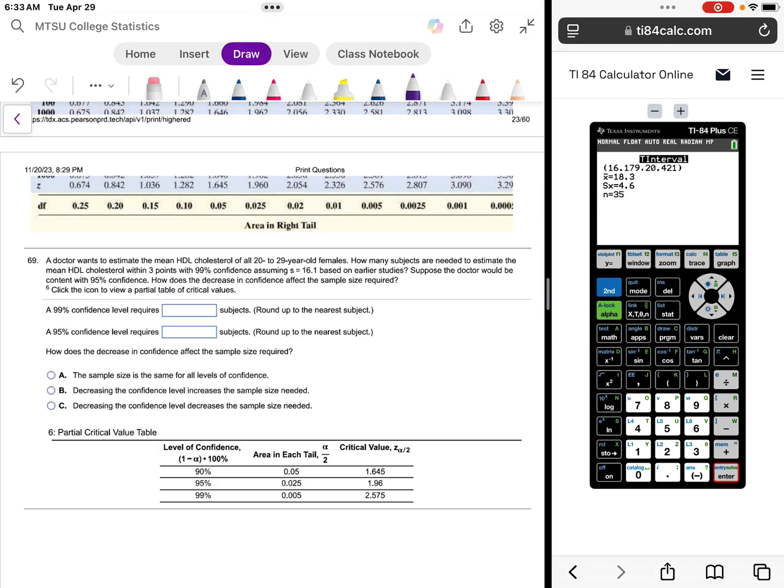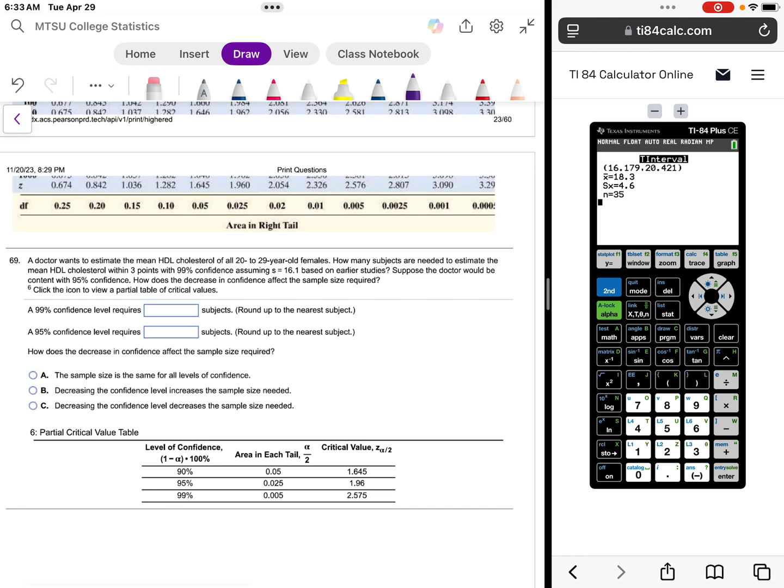All right, number 69 here. It says, a doctor wants to estimate the mean HDL cholesterol level in 20 to 29-year-old females. How many subjects are needed to estimate the HDL cholesterol within 3 points with a 99% confidence interval, assuming the standard deviation based on earlier studies is 16.1? Suppose a doctor would be content with 95% confidence. How would this decrease in confidence affect the sample size? All right, so we're doing sample size twice. And they did give us down here the table, so we didn't have to go search for it, and we don't have to worry about doing things on a calculator.